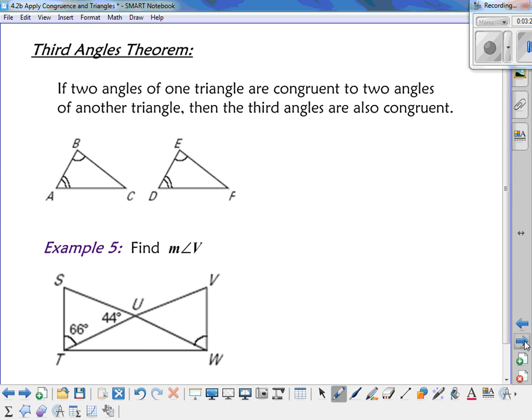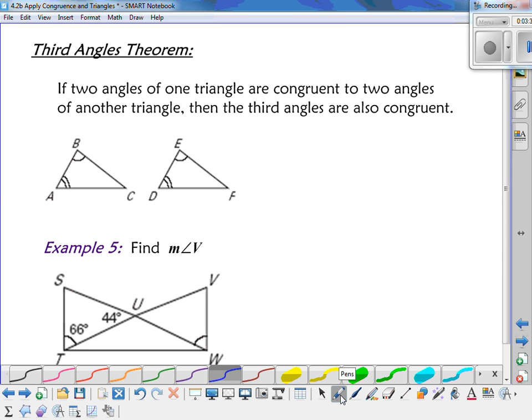Next, we're going to look at the third angle theorem. The third angle theorem states that if 2 angles of one triangle are congruent to 2 angles of another triangle, then the third angles are also congruent, which makes sense logically. They both have to add up to 180, so the part that's left over is going to be the same if the 2 pieces subtracted are the same.